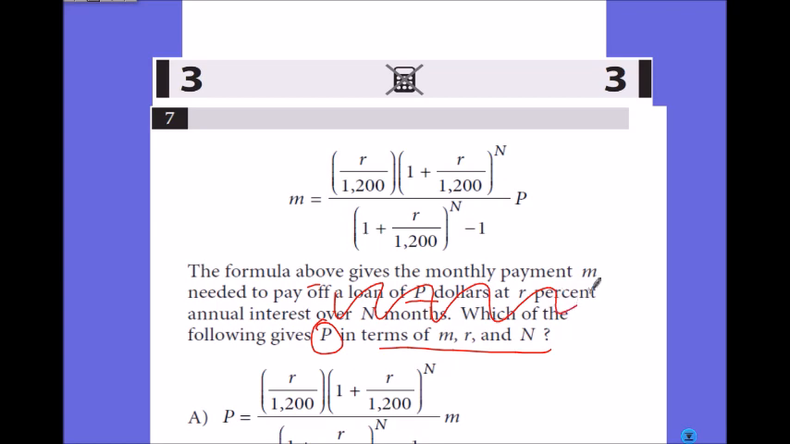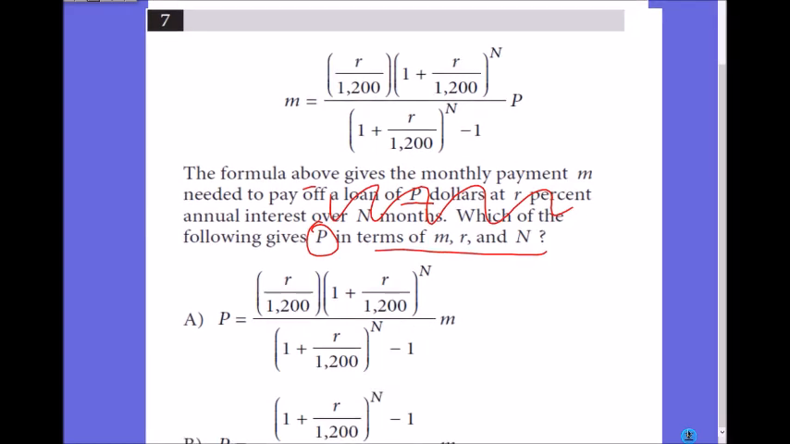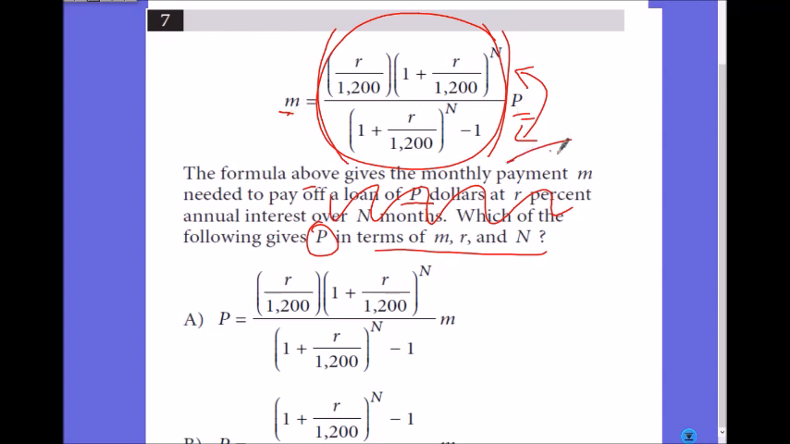Just go ahead and look at the choices, which can give you a hint. So here we are solving for P in terms of N. Here is a fraction multiplied to P. So how do you get rid of a fraction? You multiply by the reciprocal of it, right? So you're going to multiply M by the reciprocal of this fraction to get rid of it from this side. So just look for M times the reciprocal.